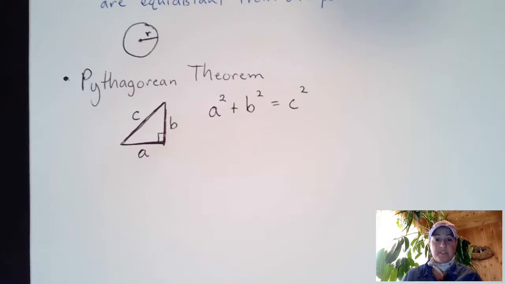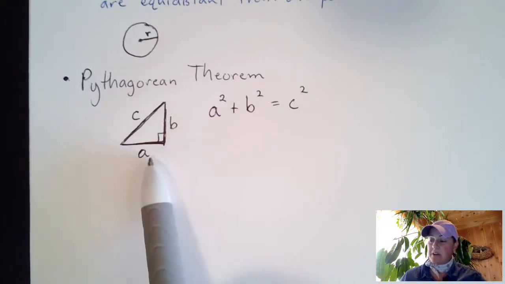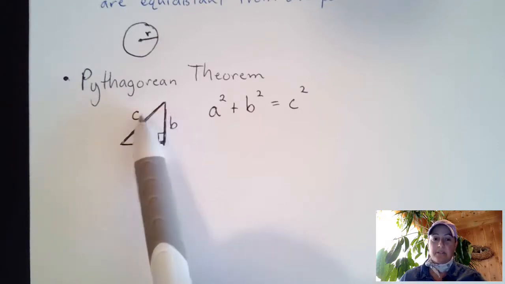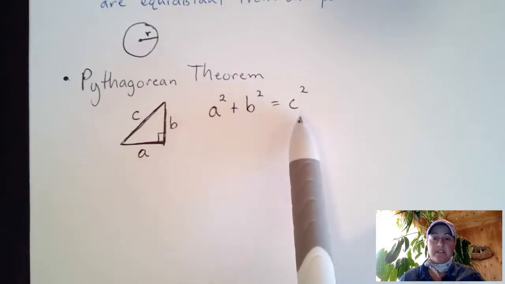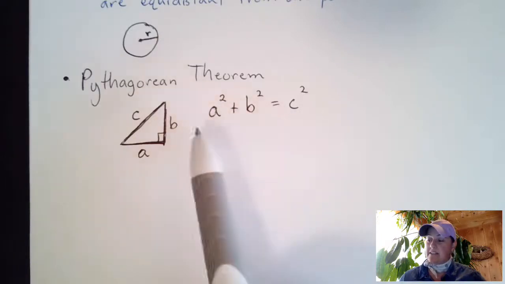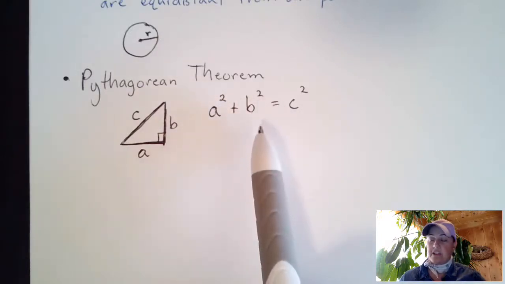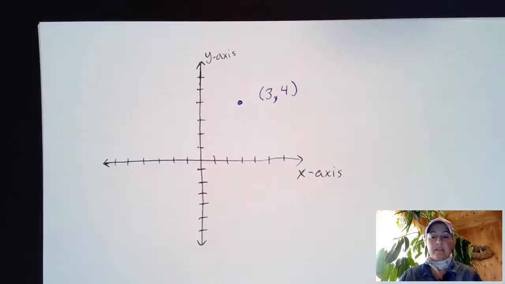All right, so our quick refresher on the Pythagorean Theorem only works for right triangles: one leg squared plus the other leg squared equals the hypotenuse squared. So a squared plus b squared equals c squared. And this is really the basis for the equation of a circle, or an algebraic understanding of a circle.